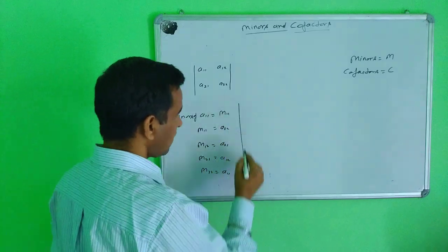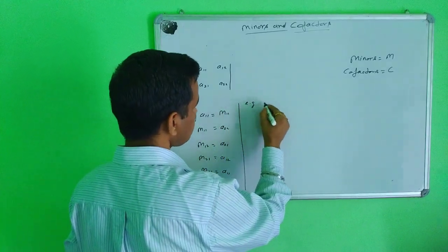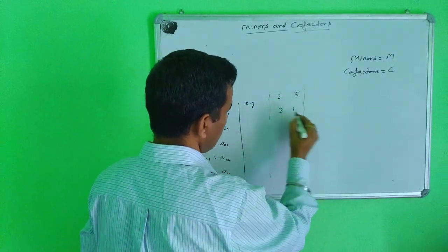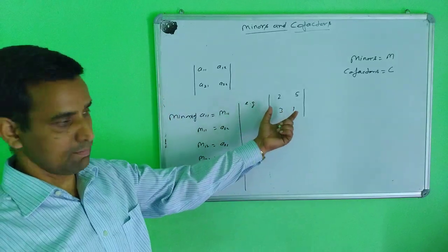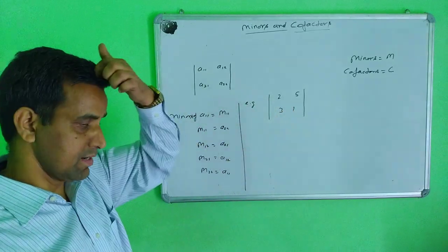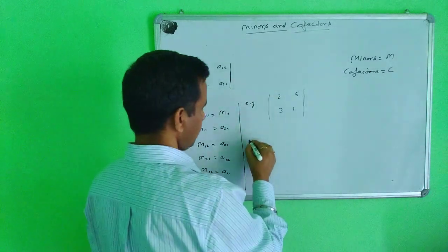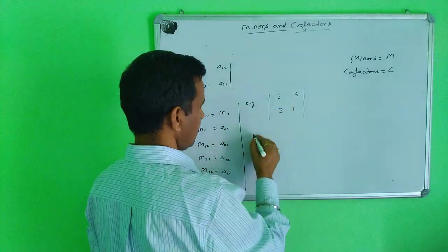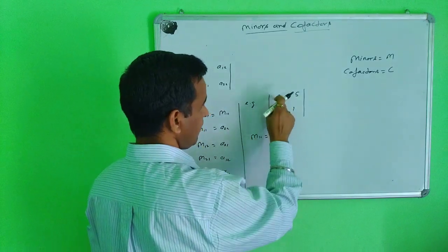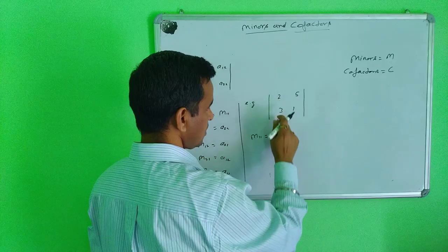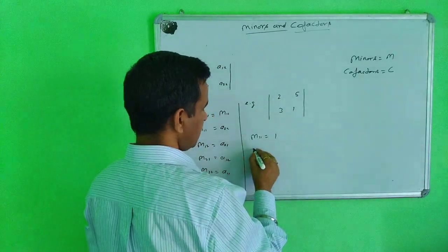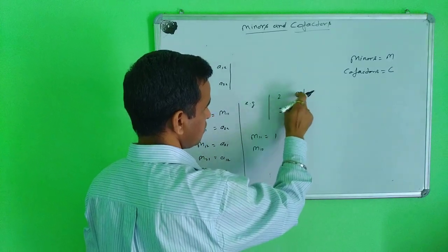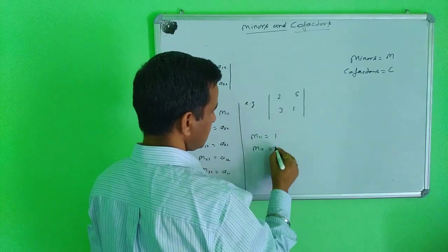Next, I will give a numerical example. Suppose the determinant here is 2 5 3 1. This is a numerical example. Now what is the minor of this element? That is M11. This row and this column will be hidden. What is left is 1. Similarly, the minor of 1 2: this row and this column will be hidden. What is left? 3.